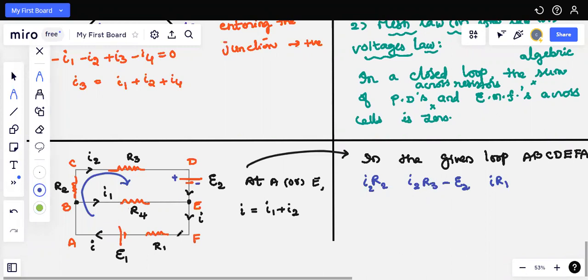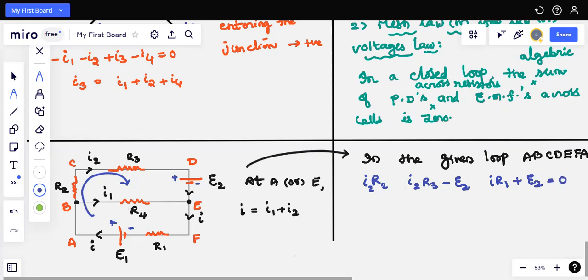And then here, across the cell, you are moving from negative to positive, and you are measuring from lower potential to higher. Very good. Lower to higher is plus, positive. Yes, exactly. Plus E2. And we reached A. Started from A and finally reached A. A to A, algebraic sum equals 0.